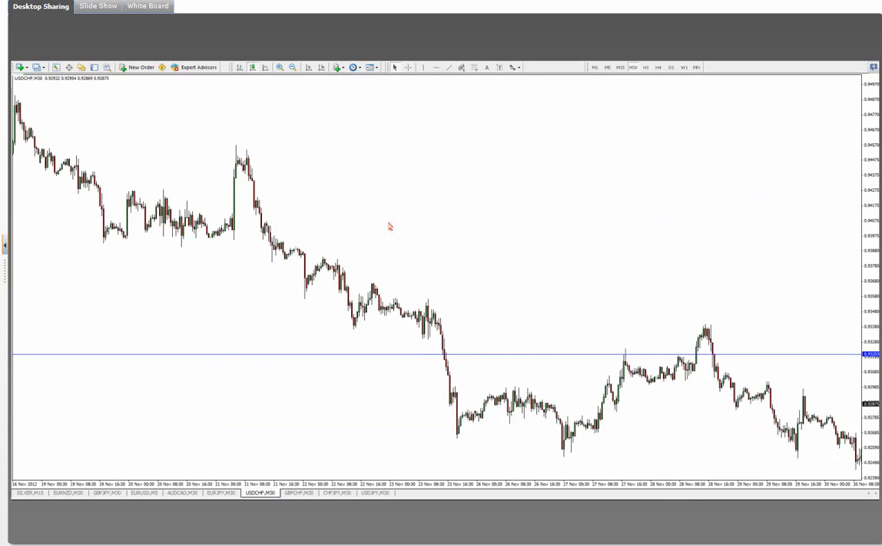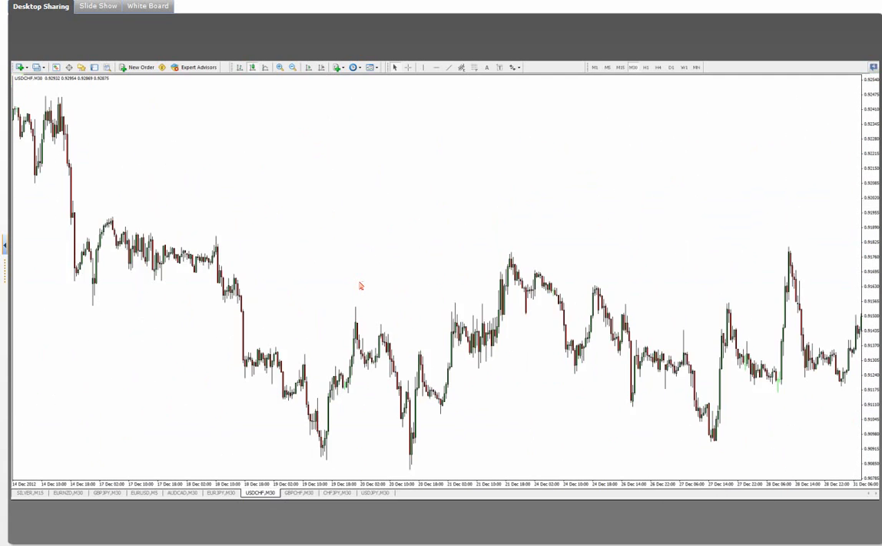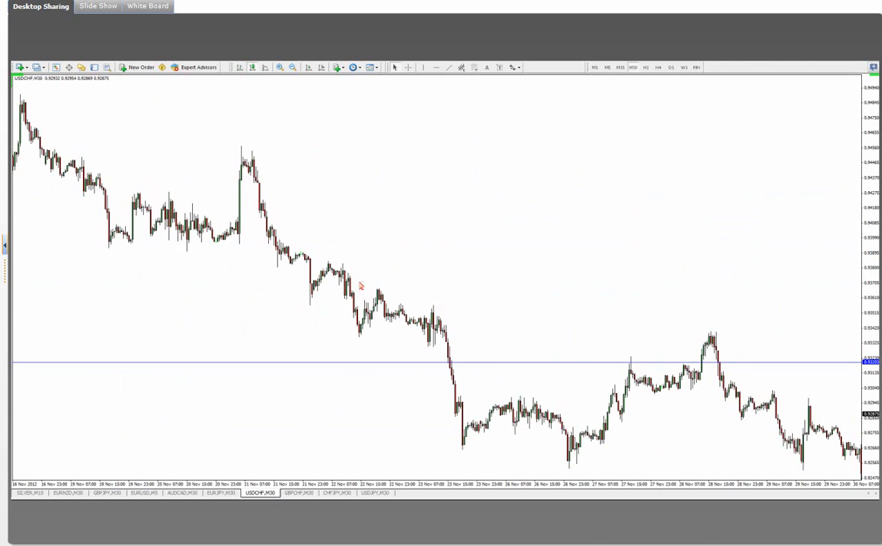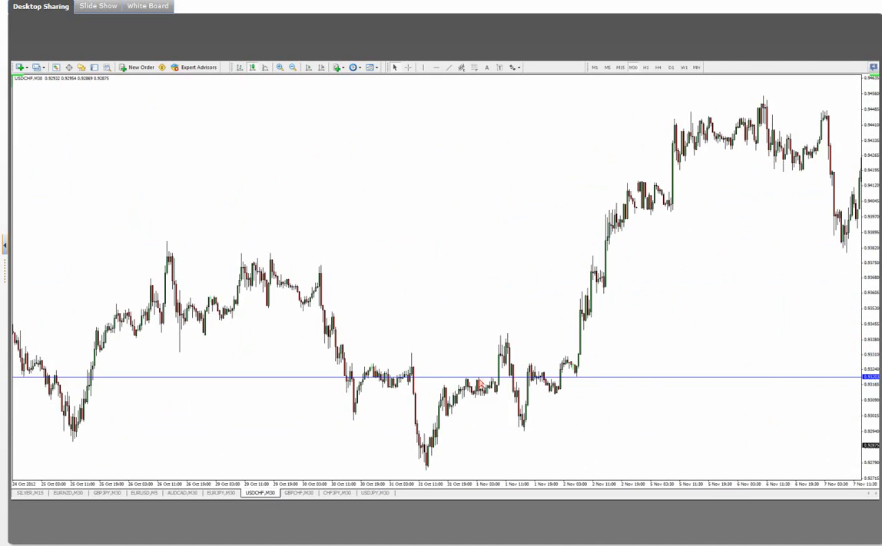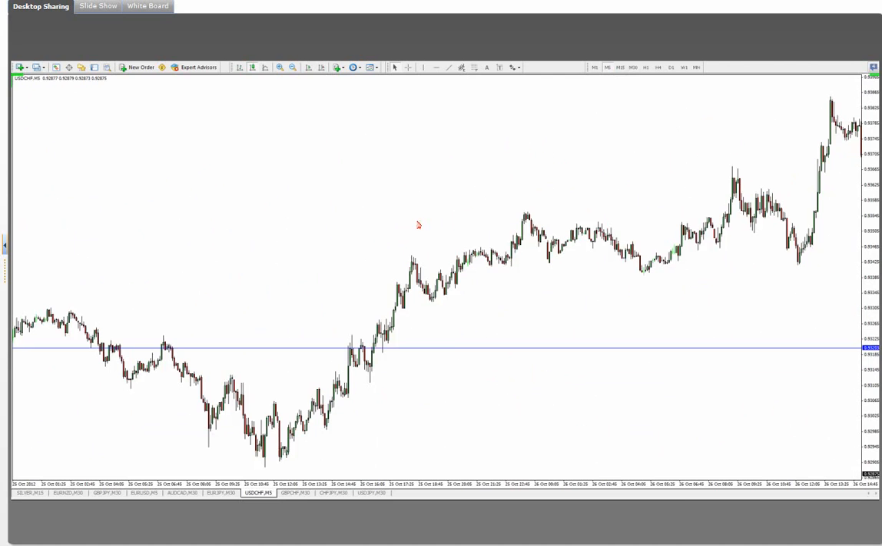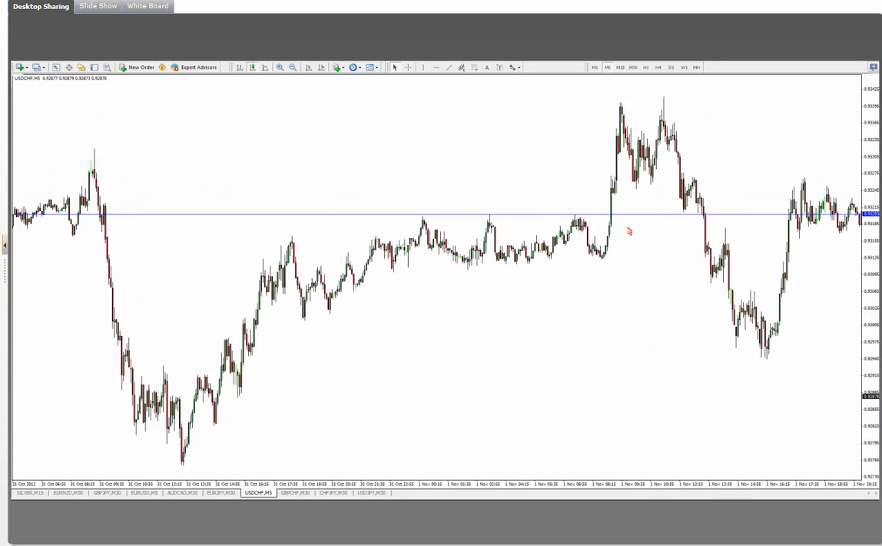Lost where it was. Okay, there it is. So small, can't see it. Okay, 1st of November. And you can see if we go to M5 again, there's no pause here.